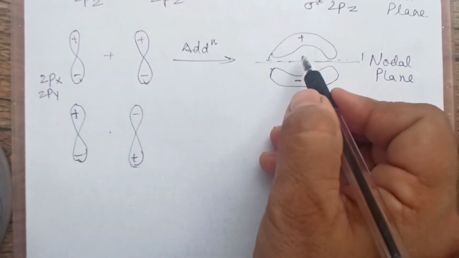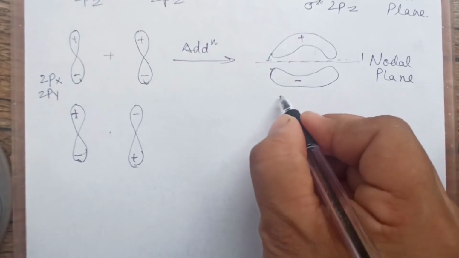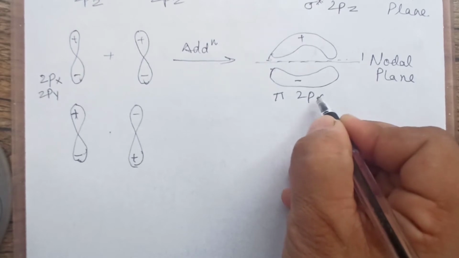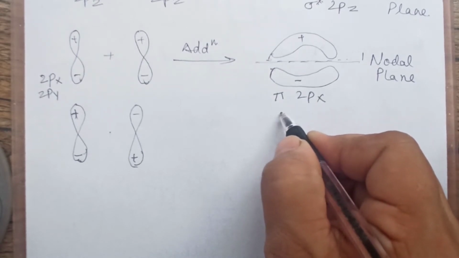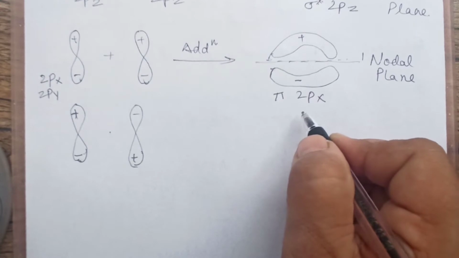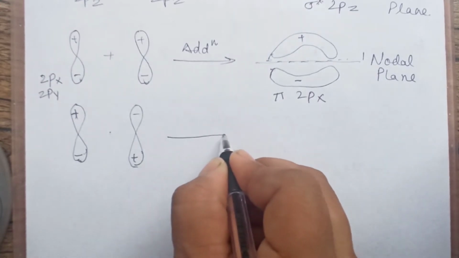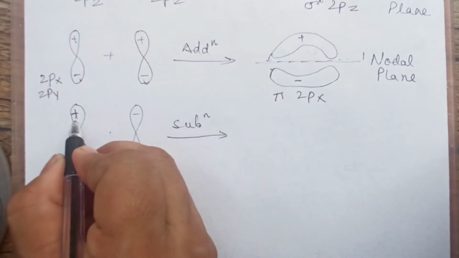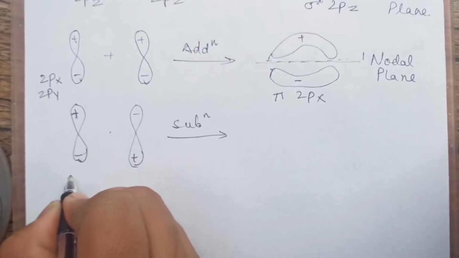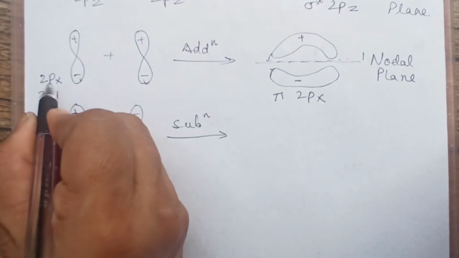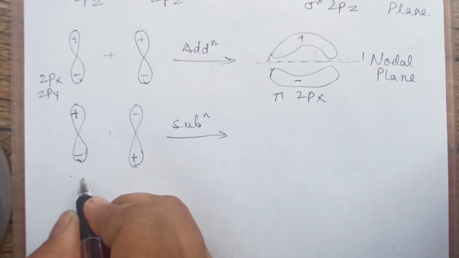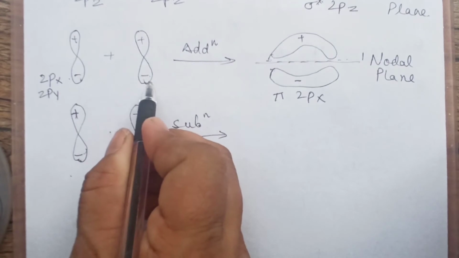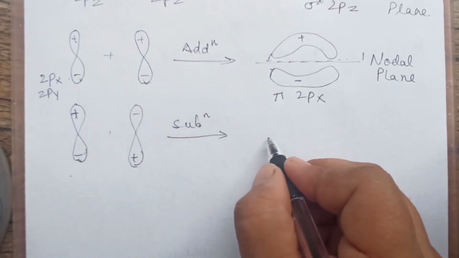So one nodal plane found in this. Okay, this is forming a pi. So we will call this pi 2px or pi 2py. So what is this? It is a bonding molecular orbital formed by addition. So addition is always forming a bonding molecular orbital, right? And this is subtraction, right? So when there is subtraction, you're going to show positive, and here you're going to show negative. So what is this one? If this was 2px or 2py, the same way this one also 2px or 2py. If it is x, this also will be x. If this is y, this also will be y. So don't make that mistake here.